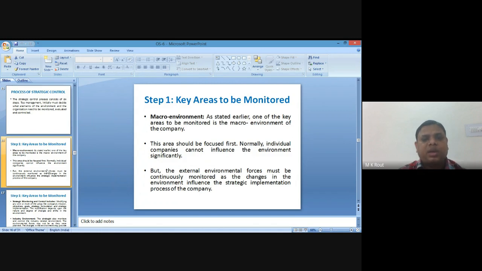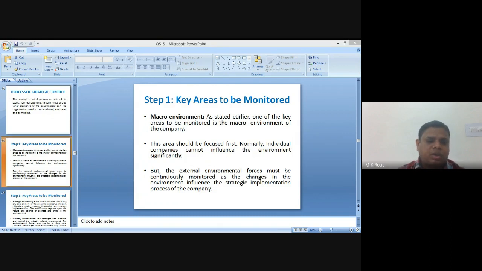The first part is the macro environment. As stated earlier, in the key areas to be monitored for the macro environment of companies, the external environment forces must be continuously monitored, as a change in the environment directly influences the strategy implementation process of a particular company. So what are the external environmental factors? If I ask the question, what are the external environmental factors which directly affect strategy formulation for a company? Anyone?